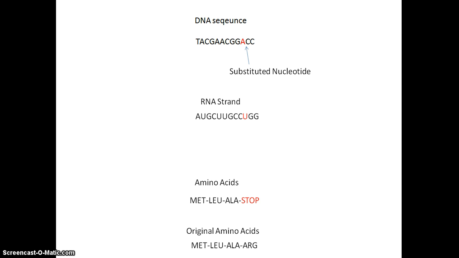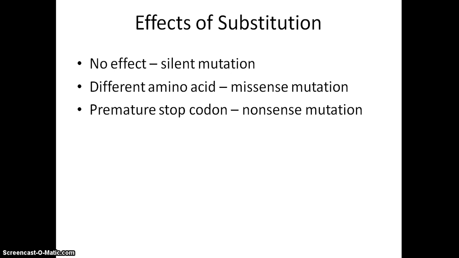So the effects of substitution: there can be no effect at all, which is a silent mutation. There can be a different amino acid coded for, which is called a missense mutation, and this will cause the polypeptide to fold differently and not function right. And there can be a nonsense mutation, which causes a premature stop codon, and the polypeptide will be too short and not function right.